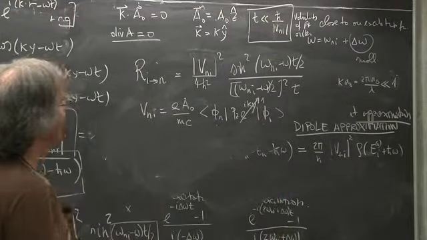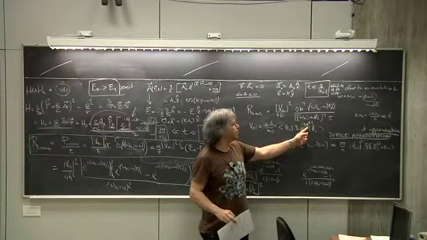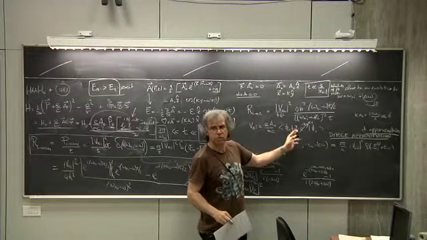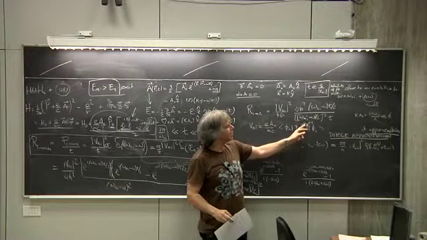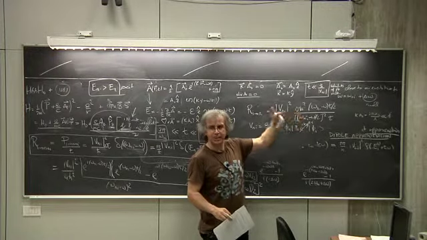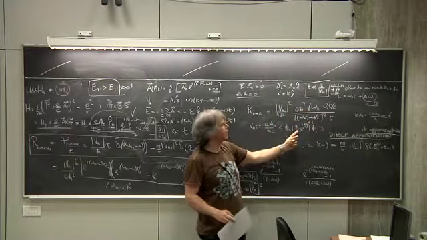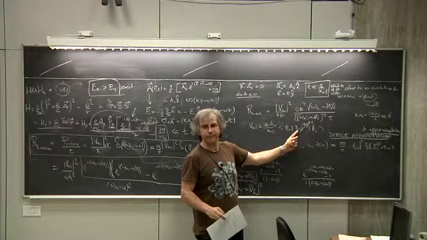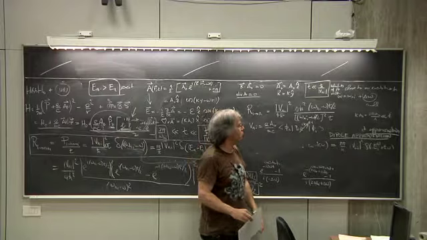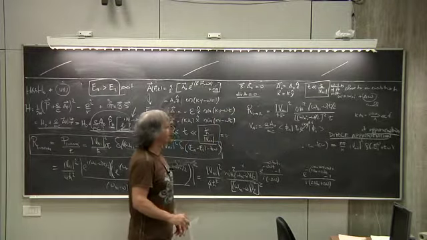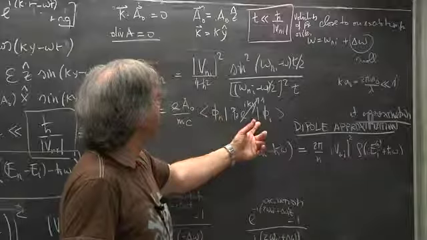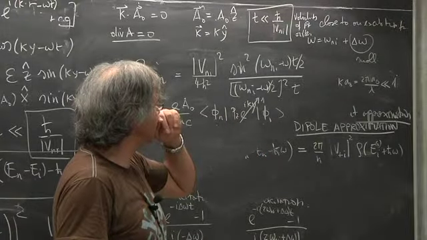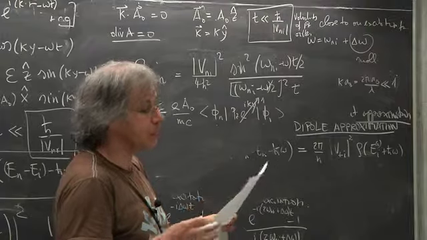It means neglecting, by the way, these two things commute. You could put Pz and e to the ikx, neglecting e to the ik positions with respect to momenta. This is the so-called dipole approximation. At this point, you realize that the matrix element that appears is exactly the same matrix element.